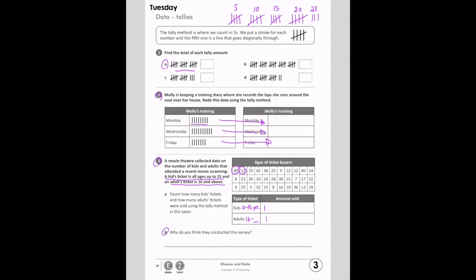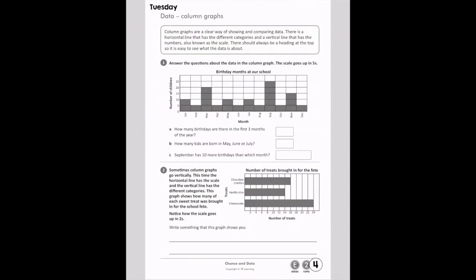All right, question B. Why do you think that they conducted this survey? How could they use this information? What would they use this information for? Take a guess.